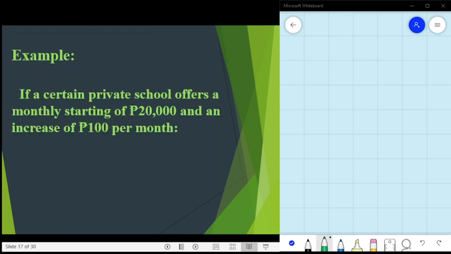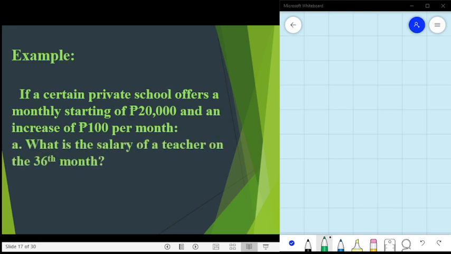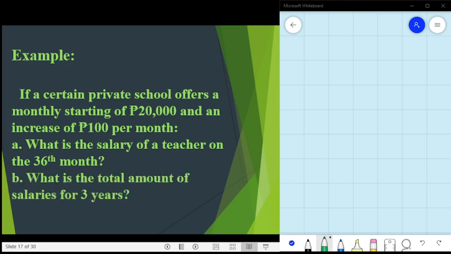So, for example, if a certain private school offers a monthly starting salary of 20,000 and an increase of 100 per month, what is the salary of a teacher on the 36th month? What is the total amount of salaries for 3 years?